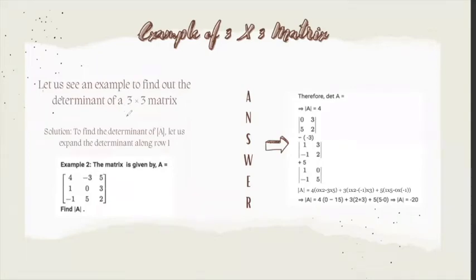The matrix is given by A equals 4, 1, -1, -3, 0, 5, 5, 3, 2. Find the determinant of A. So the determinant of A equals 4. Now, our focus first is 4. Remember, if you want to look for an element, you have to eliminate all the numbers in that element's row or column. So if we want to look for 4, we need to eliminate all the numbers in 4's row and column, which leaves us with 0, 5, and 3, 2.